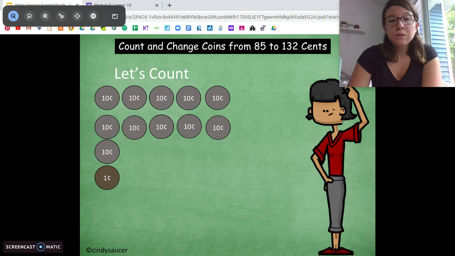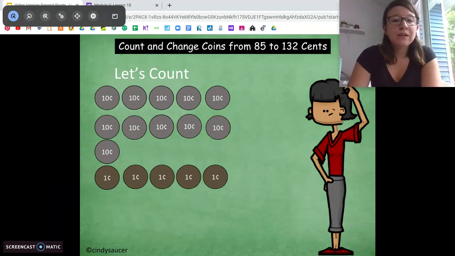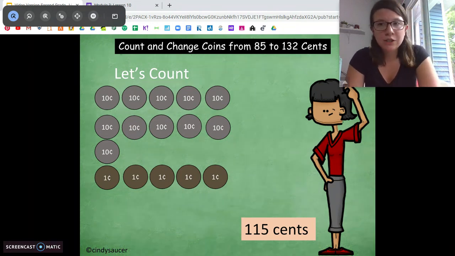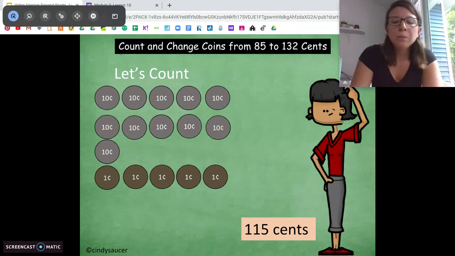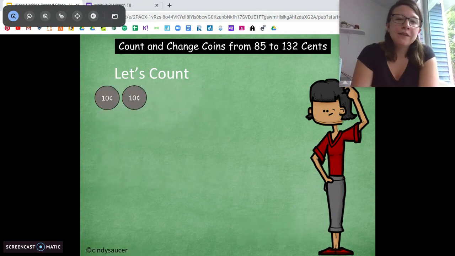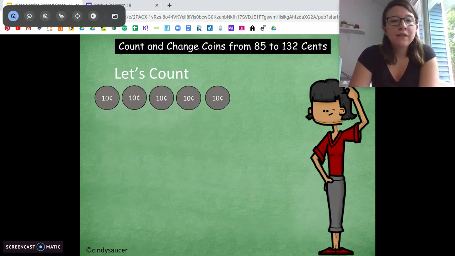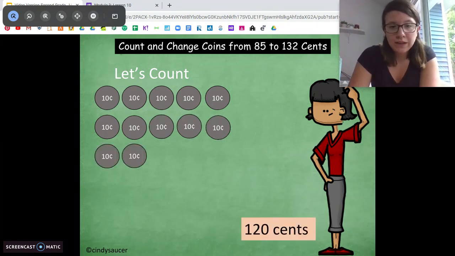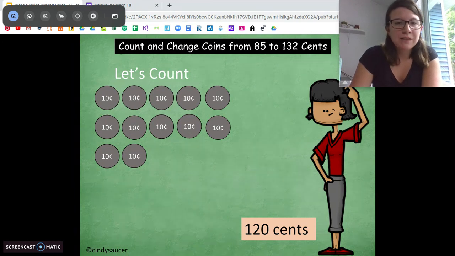110, 111, 112, 113, 114, 115. 115 cents. Do we have enough to exchange for a dime? Nope. All right, let's count again. 10, 20, 30, 40, 50, 60, 70, 80, 90, 100, 110, 120. 120 cents. Easy peasy, no extra ones on that one.